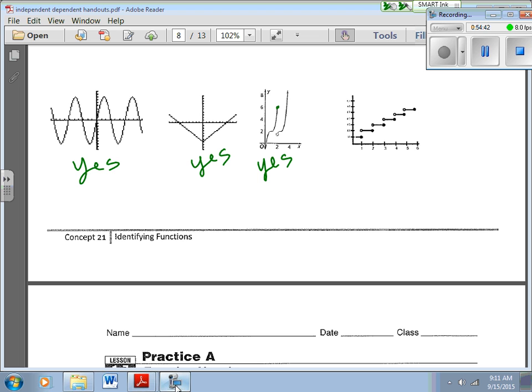Okay. Now these are called piecewise functions because it's pieces of graphs put together. Solid dot, but then it's open. So right there we're good. Are we good all the way? This is a piecewise function, so that would be a yes.